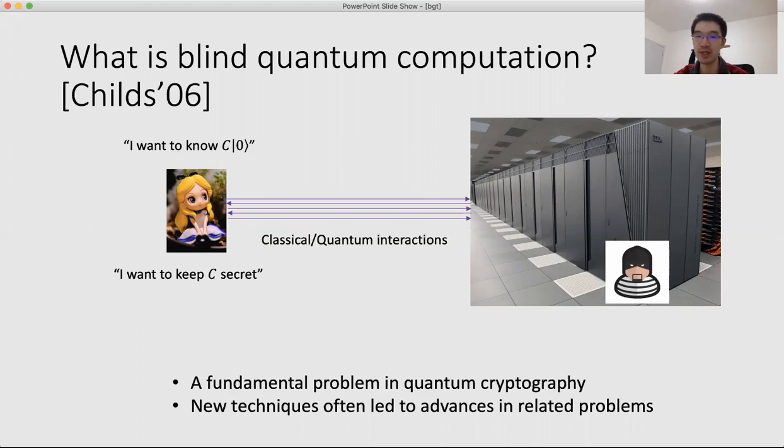The problem itself is very important because, with high probability, in the near future quantum computers can only be used as a cloud service. So if we want to make use of their power while simultaneously keeping our data or circuit secure, such a protocol is needed. What's more, the study of this problem has often led to new techniques that can later be applied in related problems, like quantum computation verification, which is a fundamental problem in quantum cryptography.